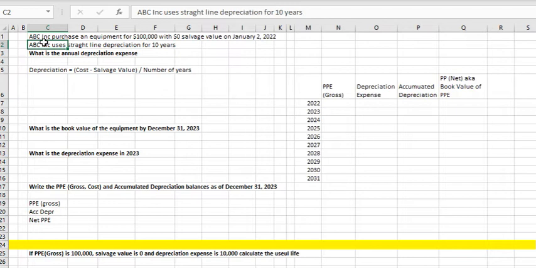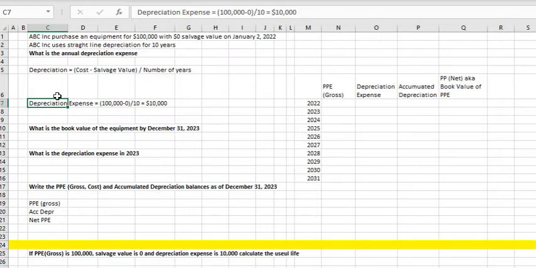And they use straight line depreciation for 10 years, and the first question we need to estimate is the depreciation expense. So straight line depreciation, the way you calculate the depreciation expense is the following. You are going to start with the historical cost. In this case it's $100,000, minus the salvage value, it's 0, but I'm putting that explicitly there, divided by 10, which turns out to be 100,000 divided by 10, and it is $10,000. So our annual depreciation expense is $10,000.